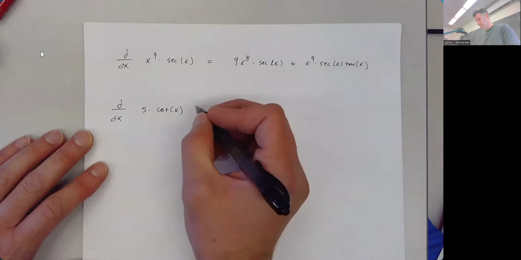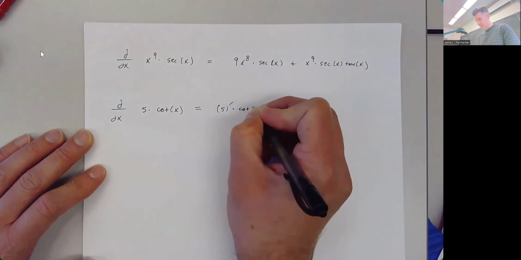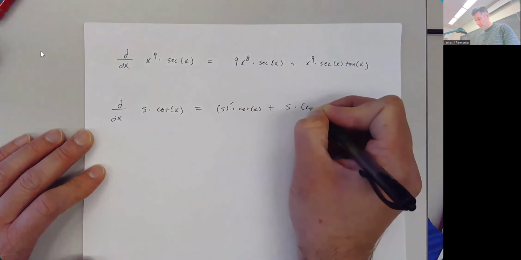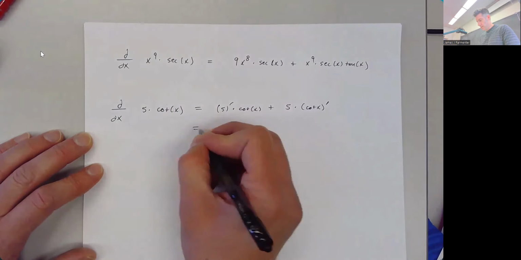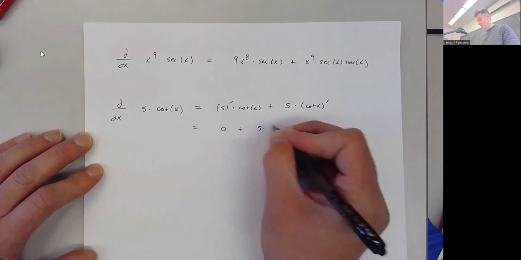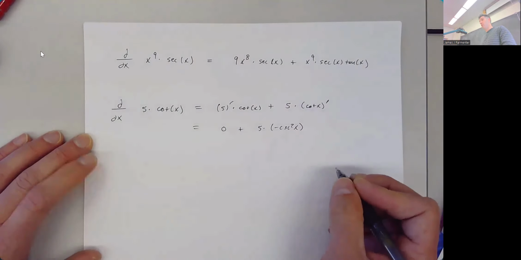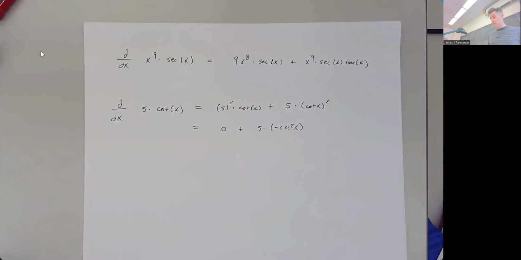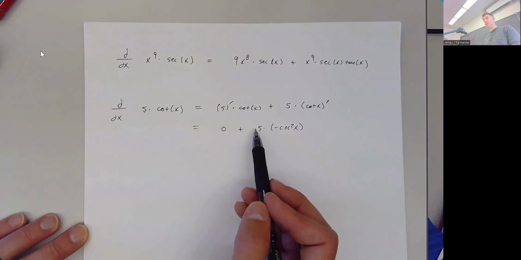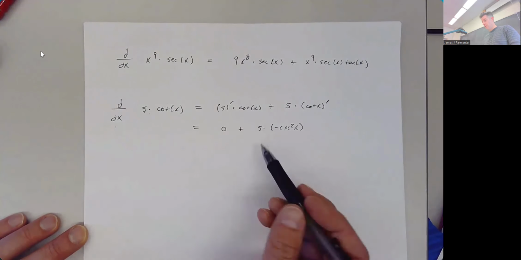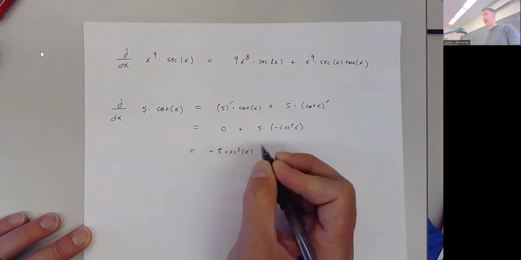If we use the product rule here, we're going to get the derivative of 5 times cotangent plus 5 times the derivative of cotangent. What's the derivative of 5? Right, zero. And then 5 times the derivative of cotangent is negative cosecant squared of x. The point I want to make, because this comes up a lot, is that when you have the derivative of a constant times a function, that constant just hangs out and you end up multiplying it by the derivative of that function. So we really do just get negative 5 times cosecant squared of x.